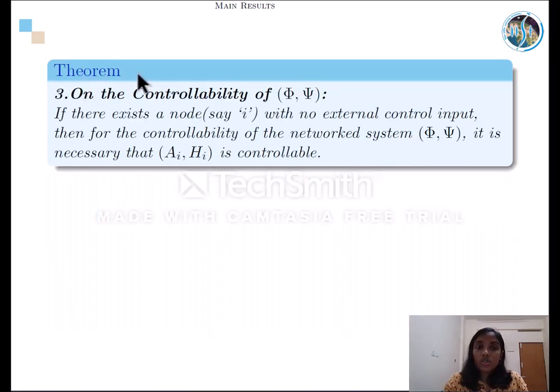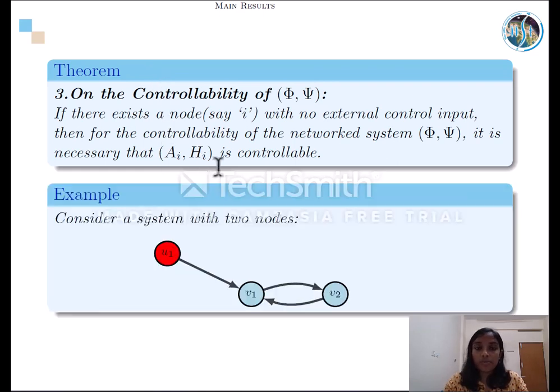The next result is also a necessary condition on the network controllability. Here we are considering a node with no external control input. Then for the controllability of the network, it's necessary that (A_i, H_i) is controllable.